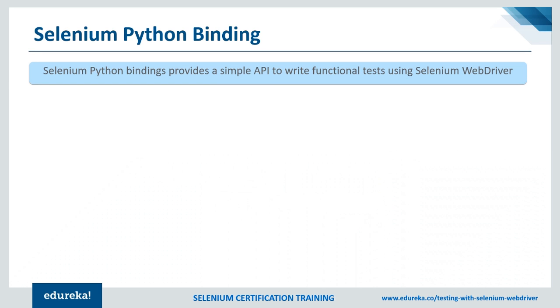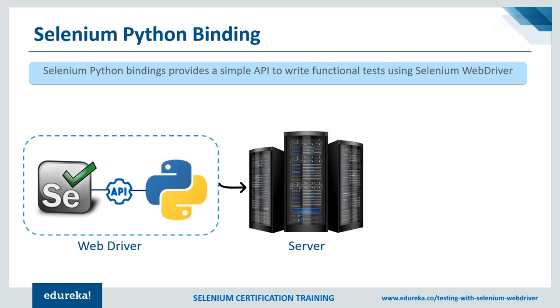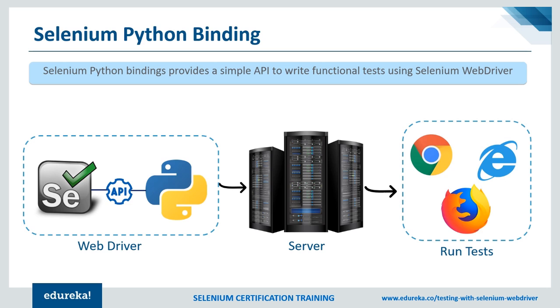Selenium Python bindings provide a simple API to write functional tests using Selenium Webdriver. Here what you can do is, you can simply write your functional test cases using Selenium Webdriver. After that, you send a request to Selenium server, and Selenium server then runs the test cases on various browsers. It can be Google Chrome, Internet Explorer, or Mozilla Firefox. So this is how it works.